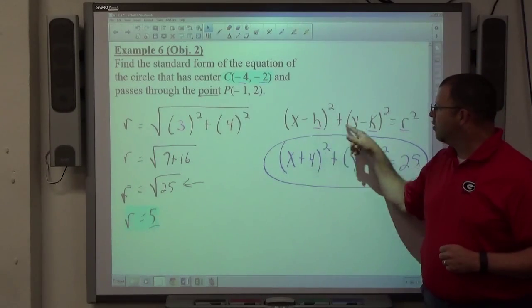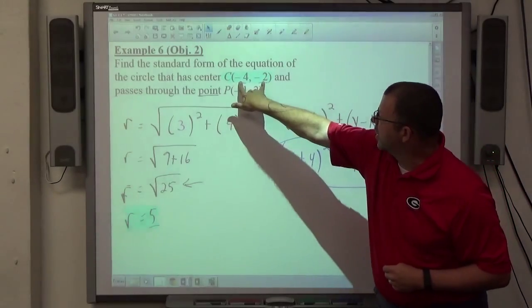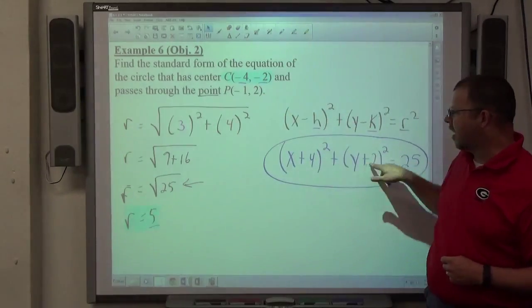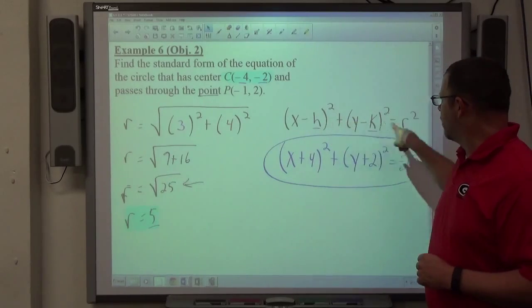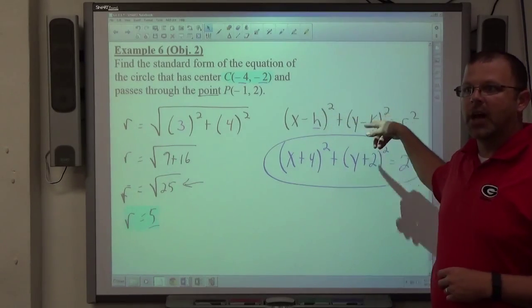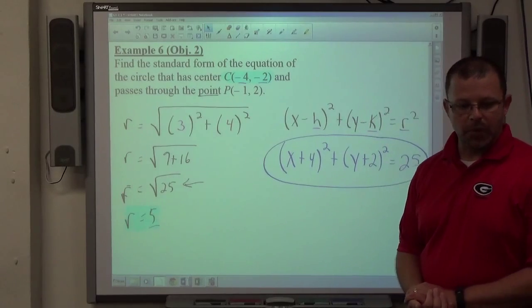And again, whatever h and k are, the values of the center, x and y, you change the signs in the structure every time. This would be the thing I'd write on my paper every time until I got accustomed to what it was, and then I'd be ready to go at that point.